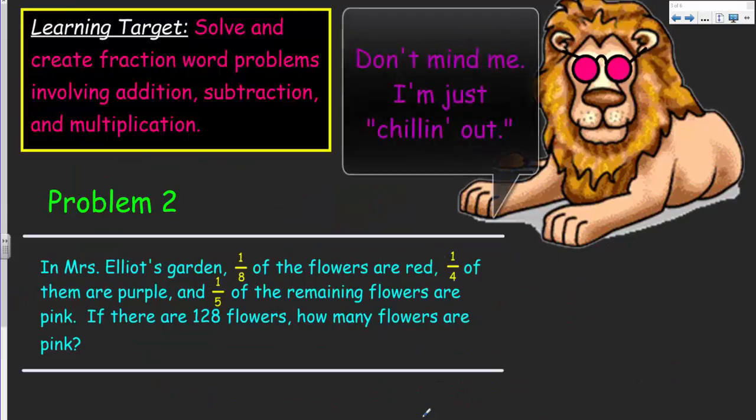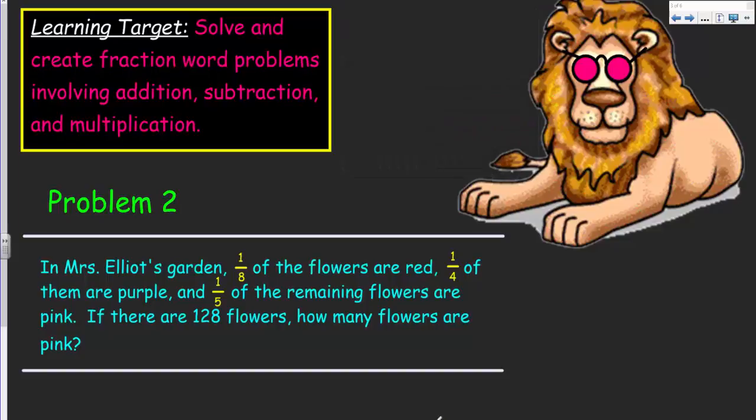Okay? It says in Mrs. Elliott's garden, 1/8 of the flowers are red, 1/4 of them are purple, and 1/5 of the remaining flowers are pink. If there are 128 flowers, how many flowers are pink?